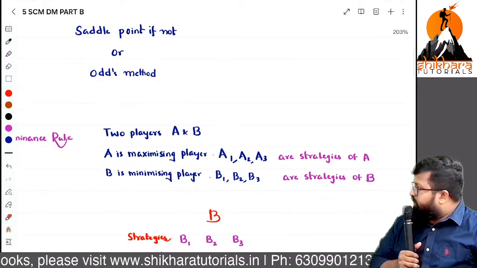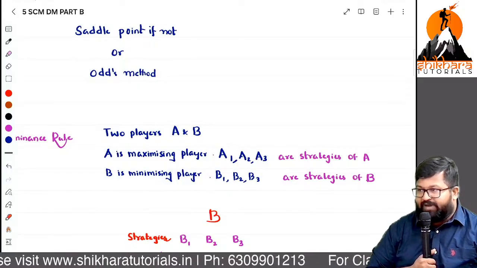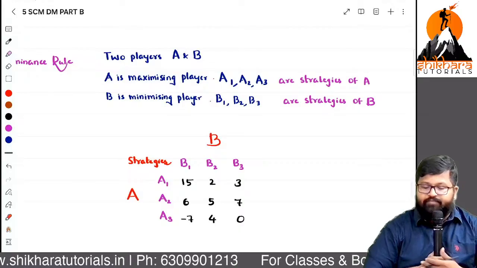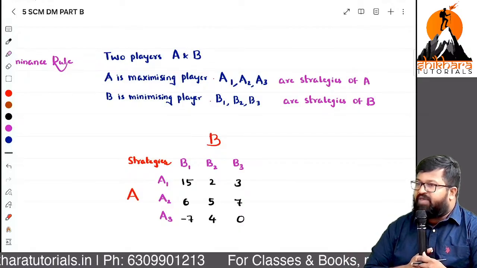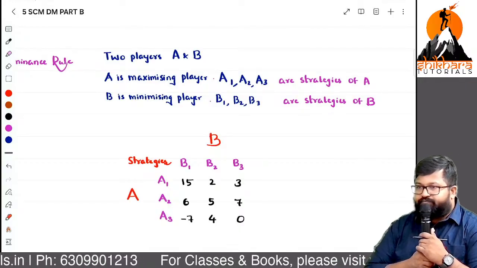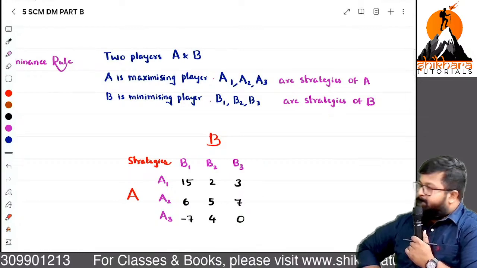2 players. Who are those 2 players, sir? A and B. And who is A, ma? Maximizing player. What are the options he's having, ma? A1, A2, A3. And for B, minimizing player, B1, B2, and B3 are strategies. That point is must and should. If you are leaving that point, it's really risky.